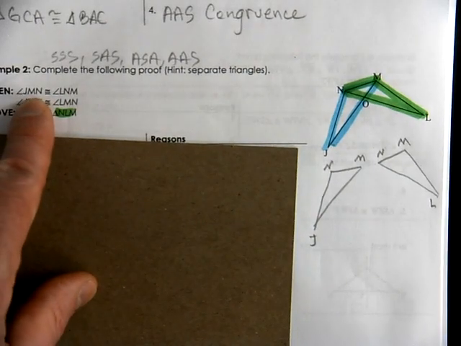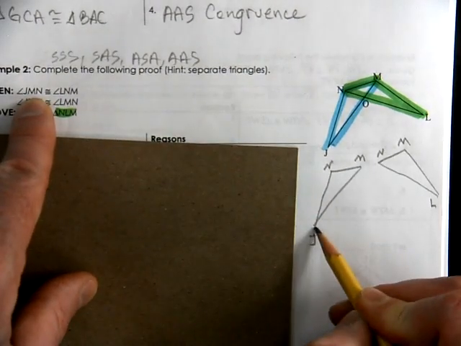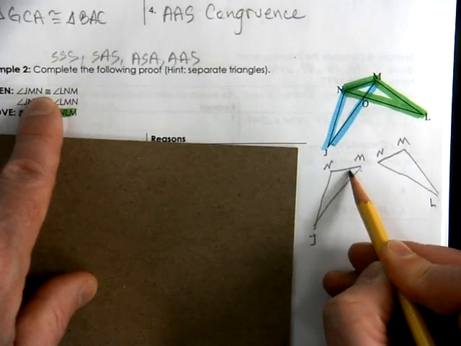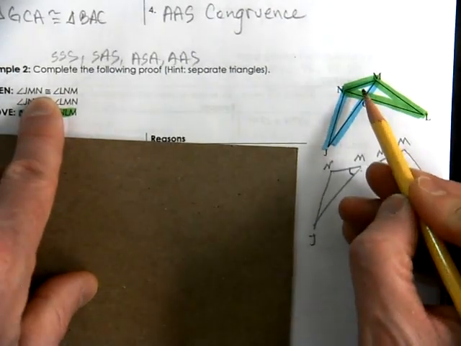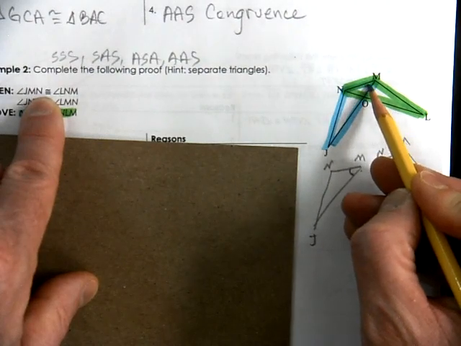Now I can take my given information, J, M, N. That's going to be this angle out here. That's a little tough to find in here, but it's doable.